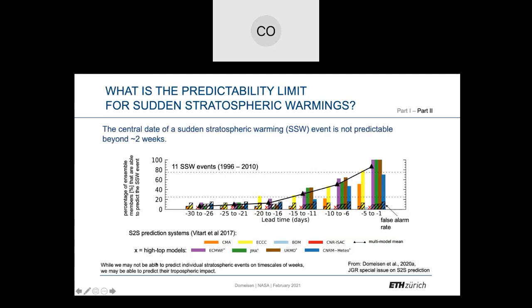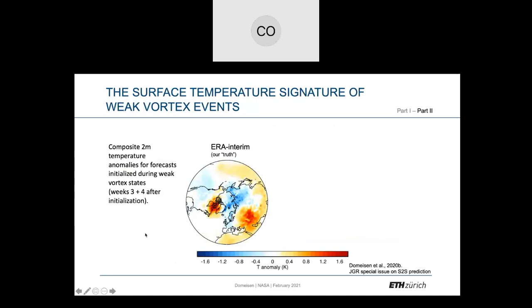So while we may not be able to predict the individual events, we may be able to predict what happens in the troposphere, because if you have a certain probability of an event, we may be able to predict what happens afterwards, especially since, as I showed, that tropospheric effect then lasts for 1 or 2 months. So the nice thing here is that the models are actually pretty good at that, at least in the average response.